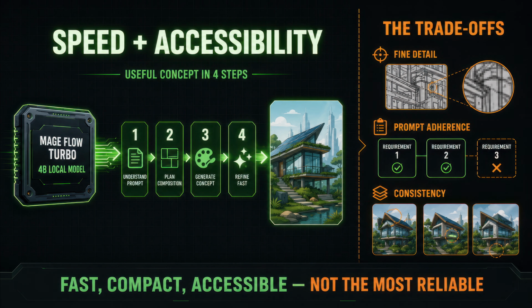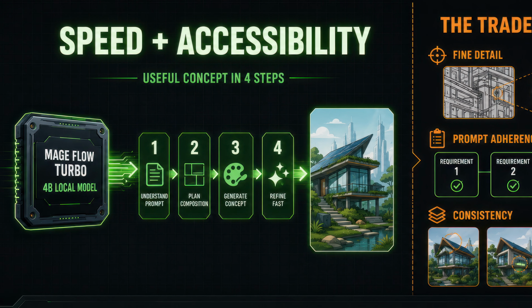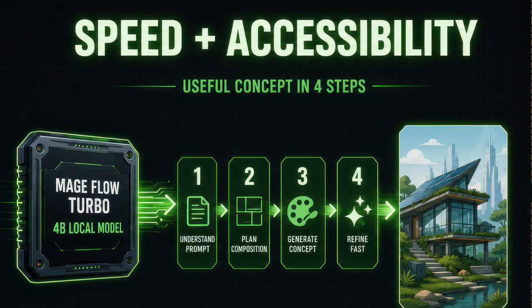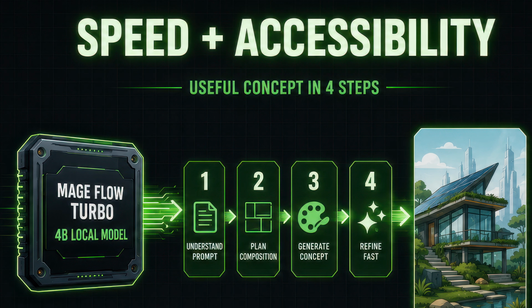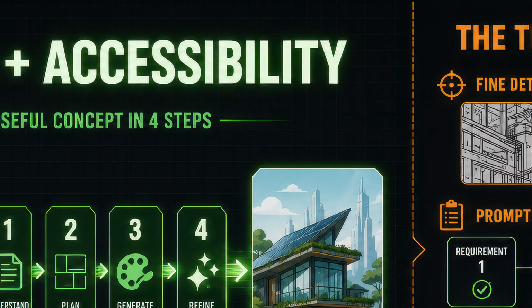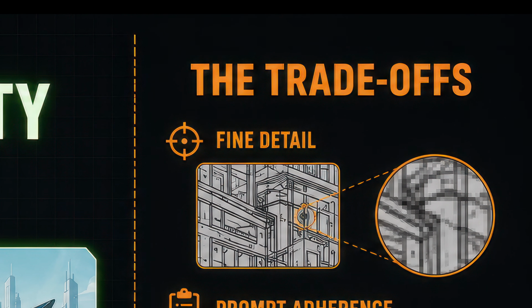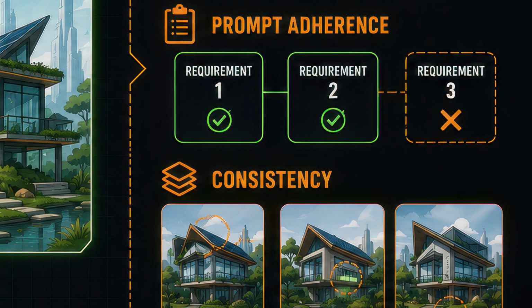Mage Flow Turbo's main advantage isn't image quality. It's the combination of speed and accessibility offered by a compact 4 billion parameter local model. It can produce a useful concept in only 4 steps, but both its small model size and aggressive step distillation bring clear trade-offs in fine detail, prompt adherence, and consistency.